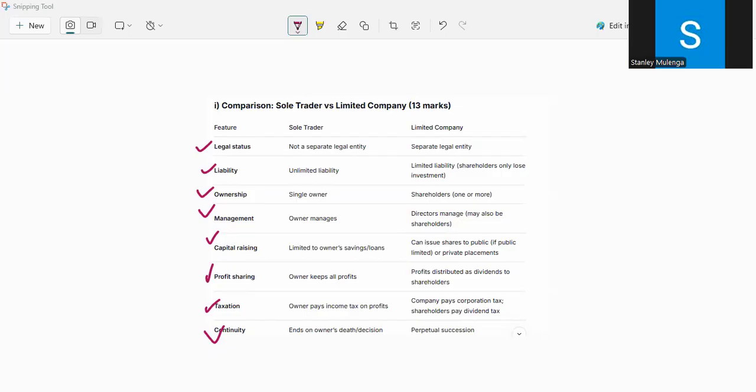In terms of regulation, a sole trader is very simple. There are no strict rules or audits, whereas the company has strict rules and audits. Okay, that is how our question number one can be concluded. I hope that is clear.